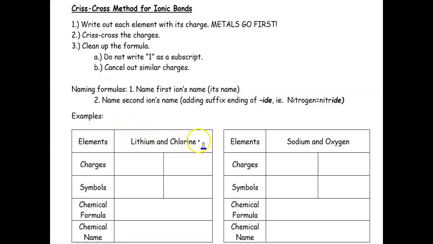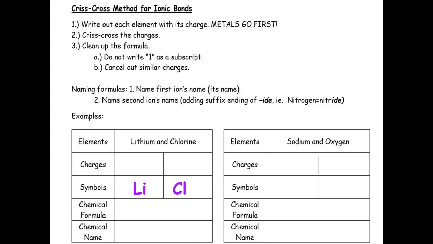So for example, here I have lithium and chlorine. You'll need your periodic table in order to complete this, to know what the charges are and what the symbols are, and then write your chemical formulas and chemical names. First, we have to look up the charge for lithium. We know that lithium's chemical symbol is Li. It is in group 1A, so therefore we should know what the charge is. For chlorine, the chemical symbol is Cl, and Cl is in group 7A.